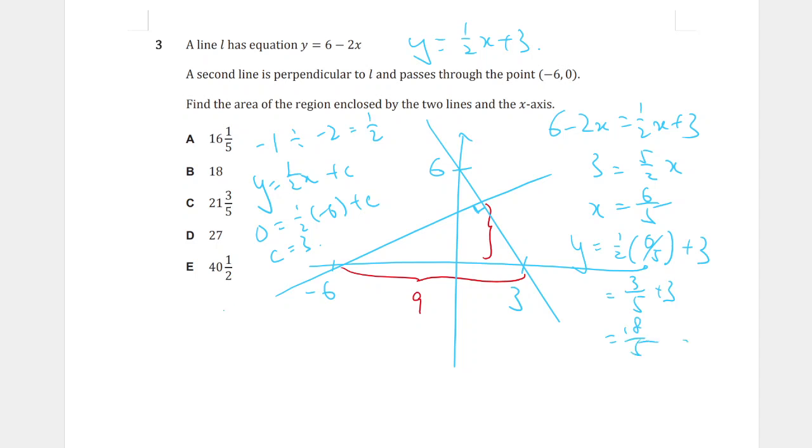So 1/2 base times height: 1/2 times 9 times 18 over 5. The 2 and 18 cancel. So that's 81 over 5, which is 16 and 1/5. Yeah, 16 and 1/5. Good. Okay. So the answer would be A.